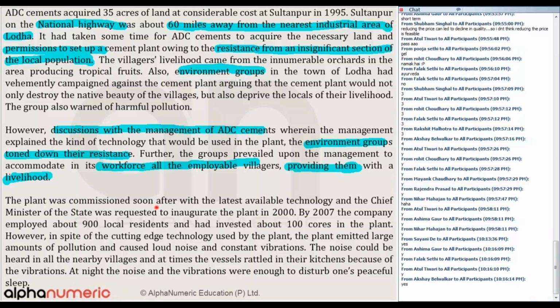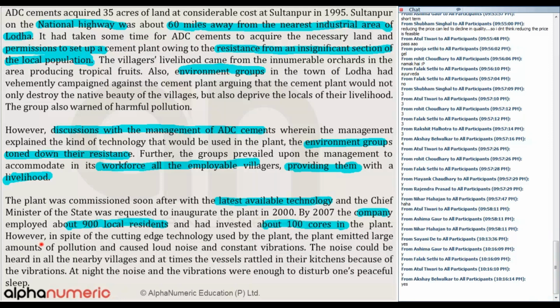The plant was commissioned soon after with the latest available technology. So it has been commissioned with the latest available technology, and the Chief Minister of the state was requested to inaugurate the plant in 2000. By 2007, the company had employed about 900 local residents and had invested 100 crores in the plant.